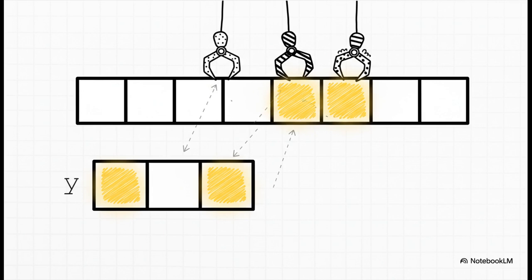Let's look at the code. We start with our same x array. But this time, look at how we create y. We're passing a list of indices inside the brackets: 1, 2, 8. That list is the trigger for fancy indexing. As a result, y is now a completely new array, a copy, that contains just the elements from those specific positions.